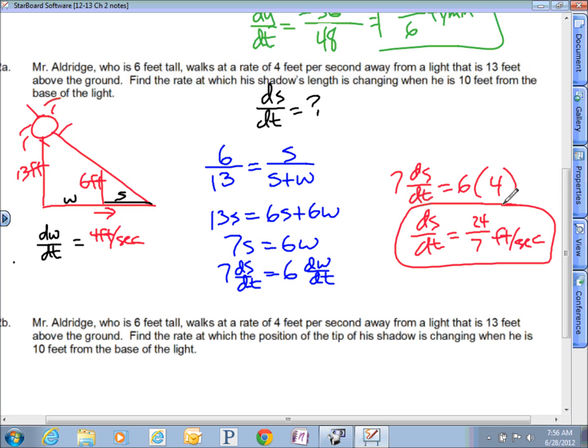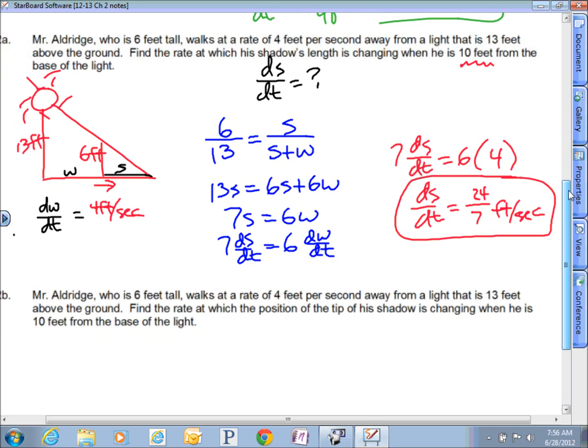The question is, Mr. Perkins, what did the 10 have to do with the problem? The answer is, how far he is away from the light source has no effect on how fast the length of his shadow is changing. Part 2b, same question, same setup, but with a slight difference. Find the rate at which the position of the tip of his shadow is changing.